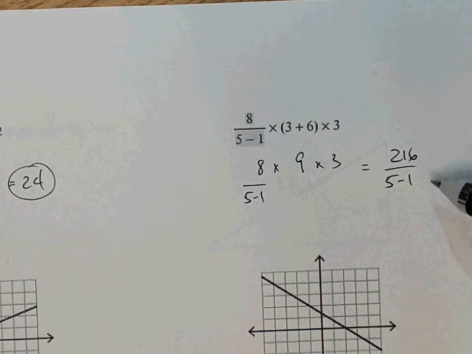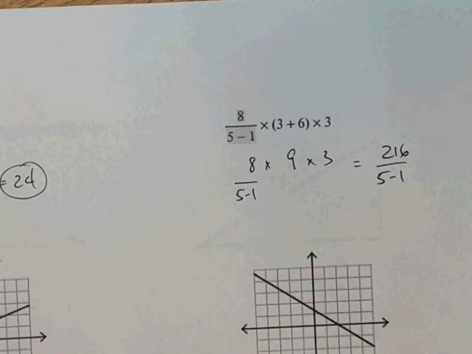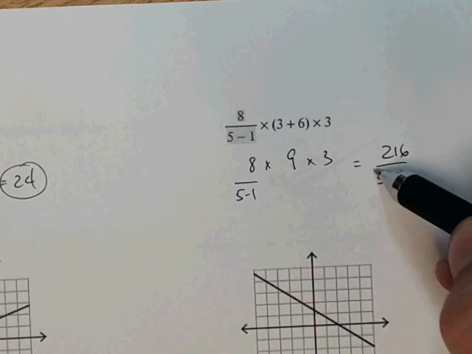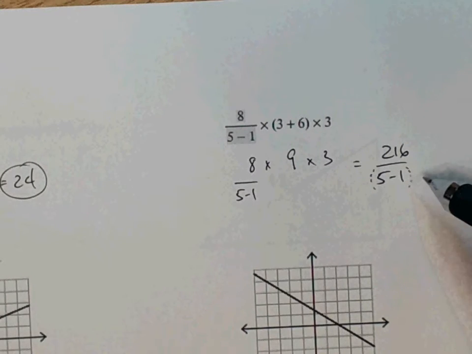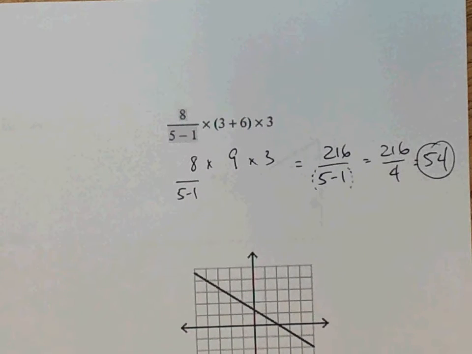Now technically we should do the division now, but it's really impossible to do division with this subtraction operation in there. So it'd probably be a better practice to put that in parentheses. And so we have 216 divided by 4. 4 goes into 21 5 times, 1 left over, so 4 goes into 16 4 times, and we have our answer of 54. So that's order of operation.